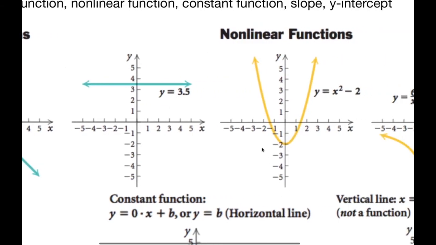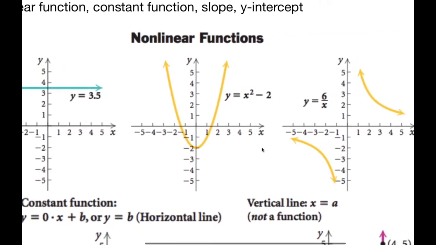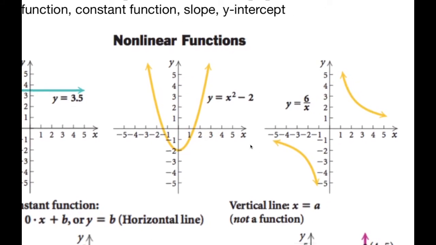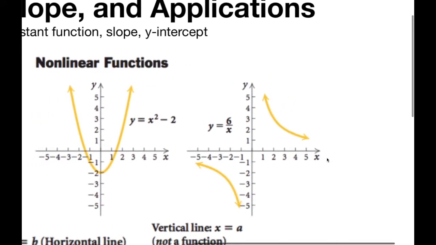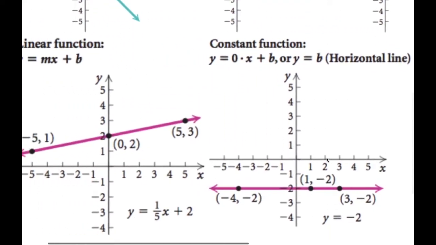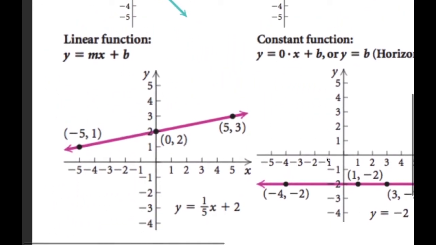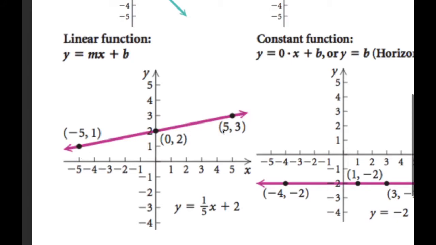It's a horizontal line. There are also other kinds of functions that are not formed from straight lines, like parabolas, y equals x squared minus 2, and like y equals 6 divided by x. This is a function, and it passes the vertical line test, but it's not made up of lines. There are other things, too, that I wanted to show you. This linear function here is connected by points.